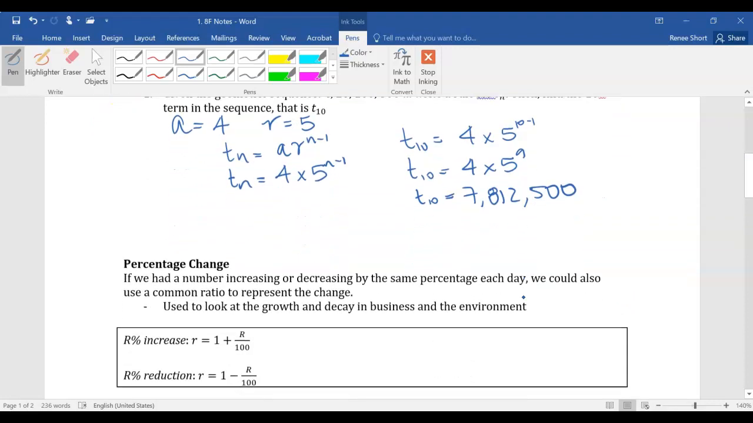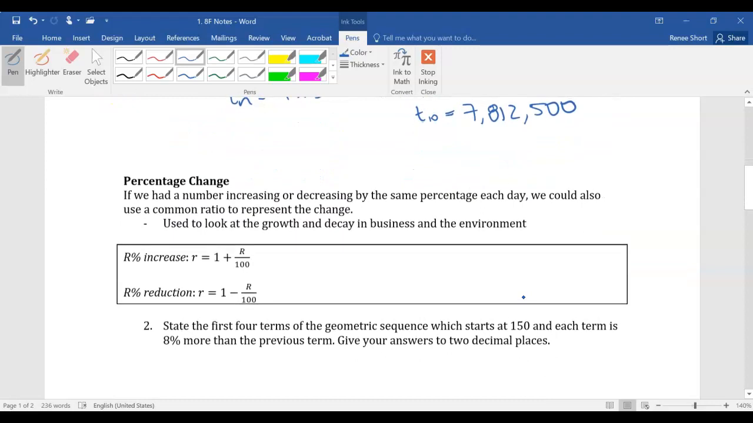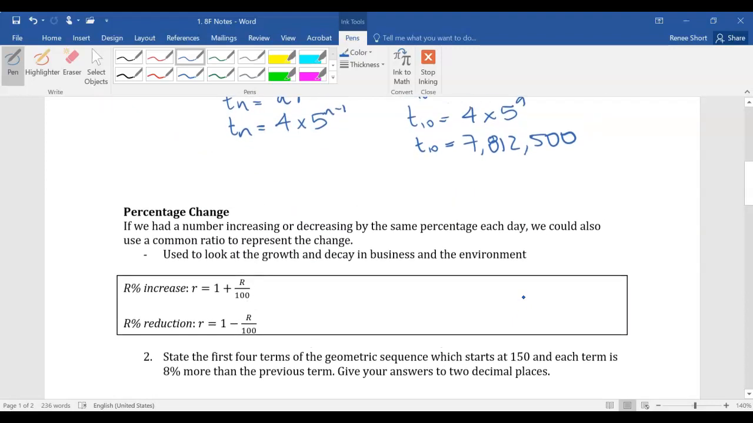What I can then do is use these to look at percentage change. If we have a number increasing or decreasing by the same percentage each time period, maybe it's increasing by 5% each year, we can use a common ratio to represent that change. This is really used in growth and decay in business and the environment. A classic example is looking at increasing or decreasing populations.